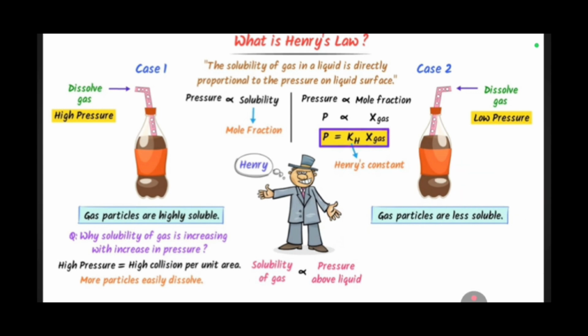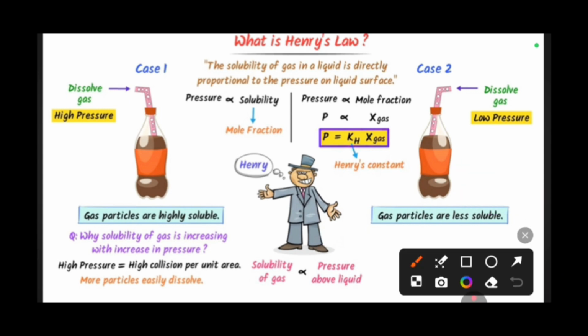Okay. So you can see, according to Henry's law, the solubility of a gas in a liquid is directly proportional to the pressure on the liquid surface. It means it depends upon the pressure only. Okay. So the higher the pressure, the higher the solubility. If you apply more pressure, or you can say there is more partial pressure of the gas, then there will be more solubility.